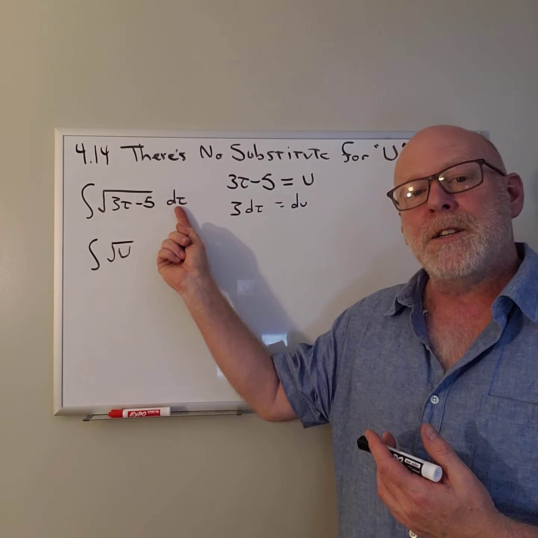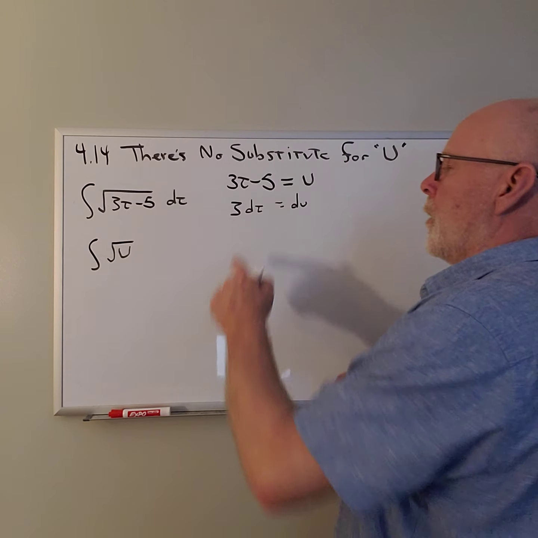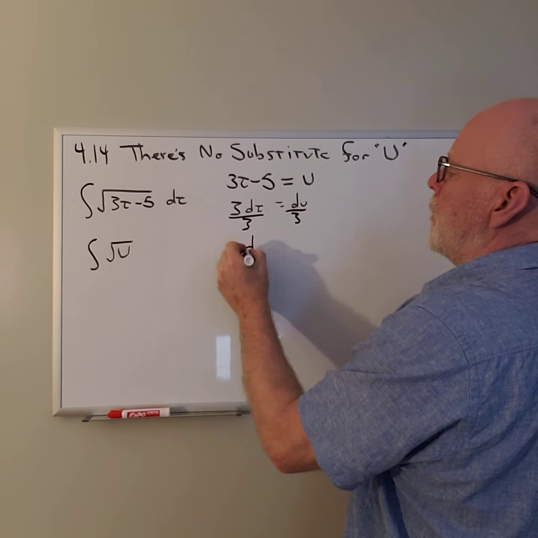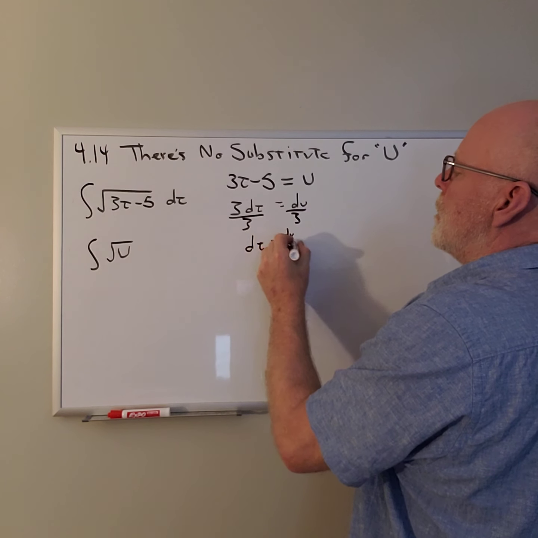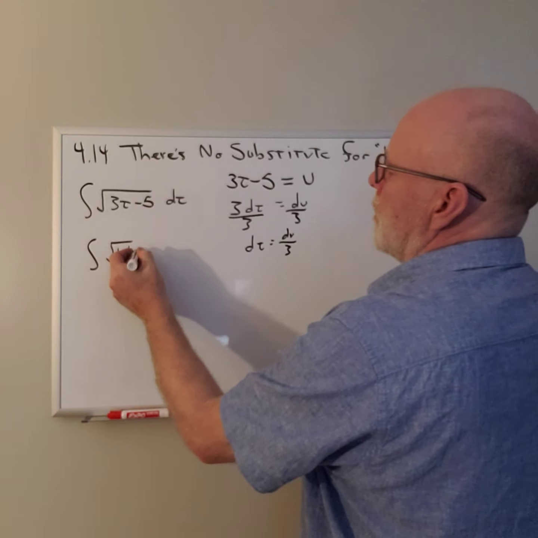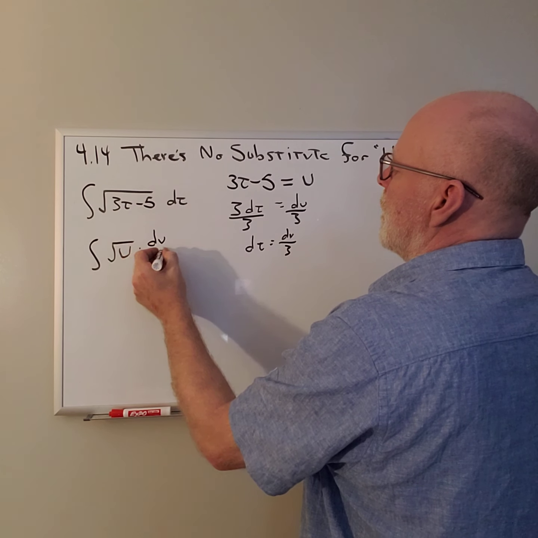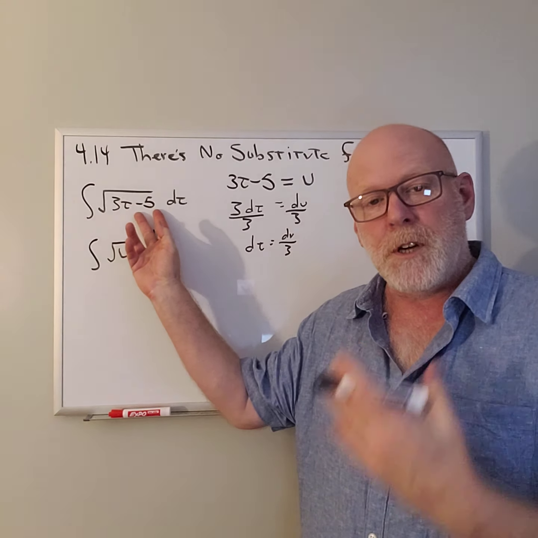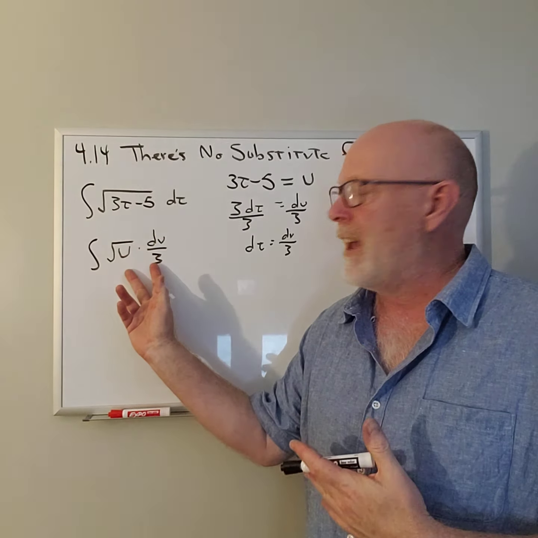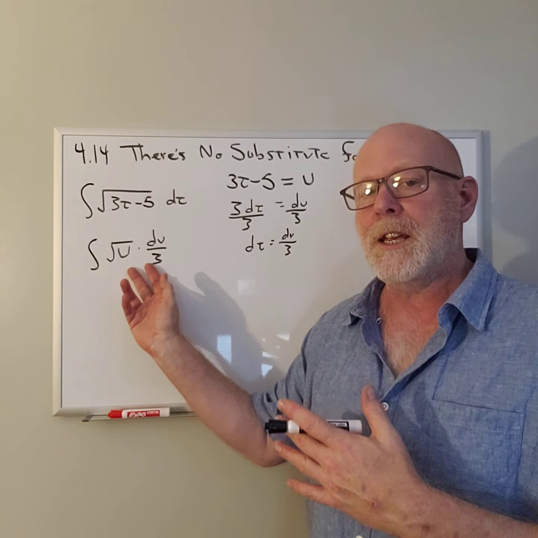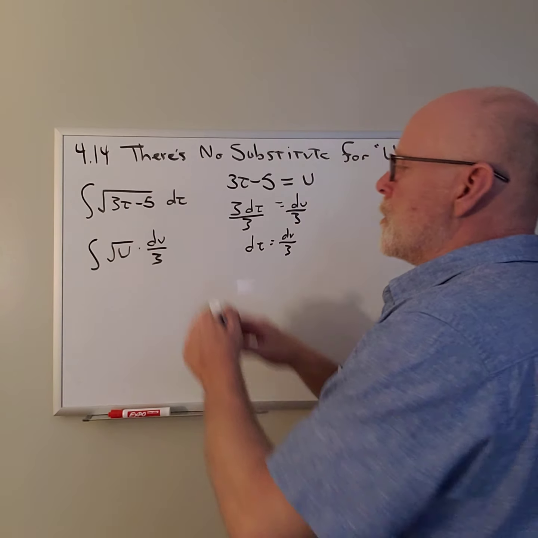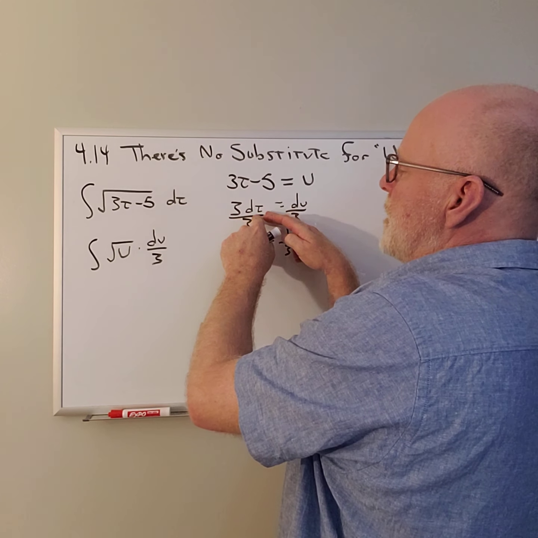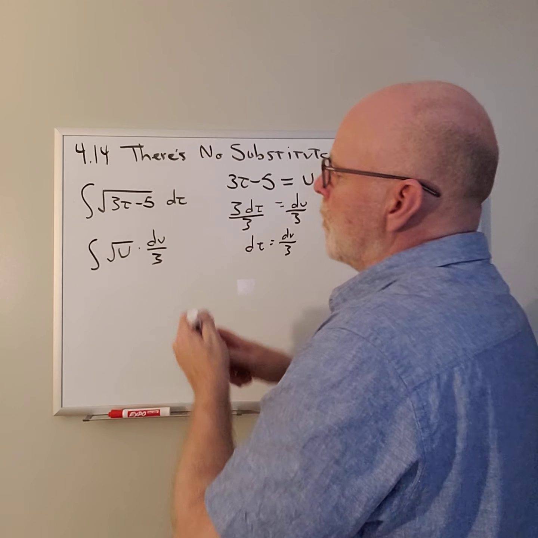The thing we want to replace is dt. So if we solve this for dt by dividing both sides by 3, we get dt is equal to du over 3. And that we can do a direct substitution. We need to get du divided by 3. Now we've converted this thing completely. We started with everything in terms of t. Now we have everything in terms of u, only u's, no t's. Now we can proceed.